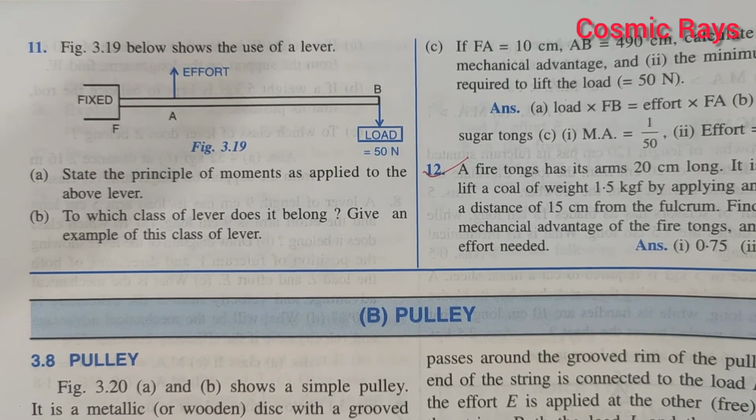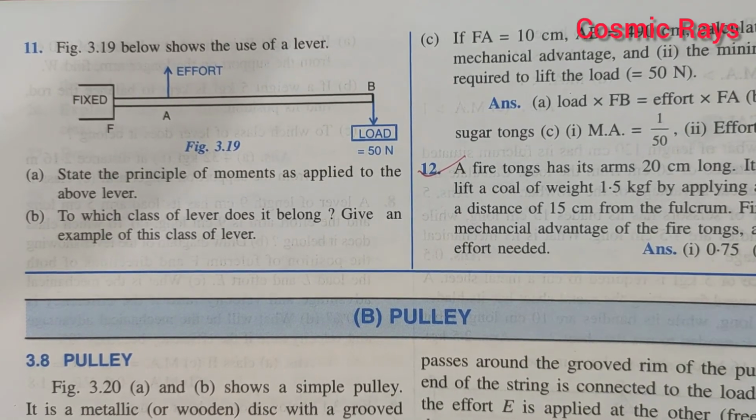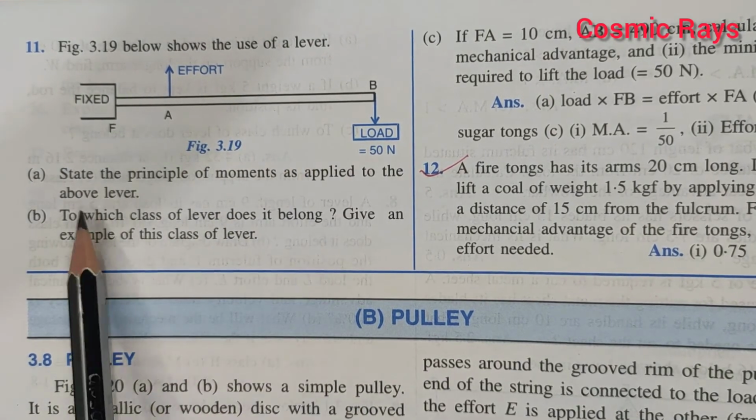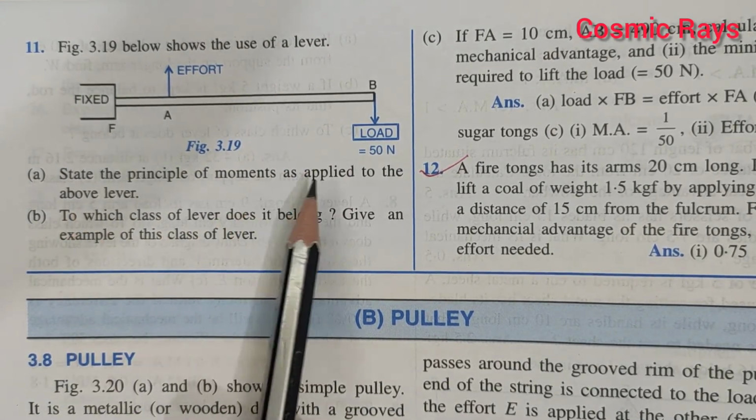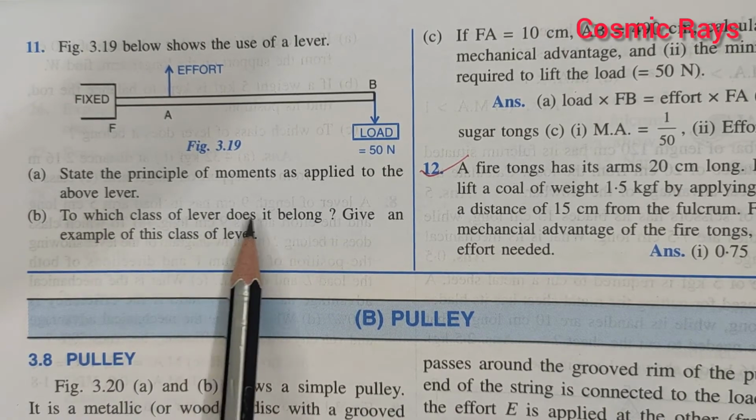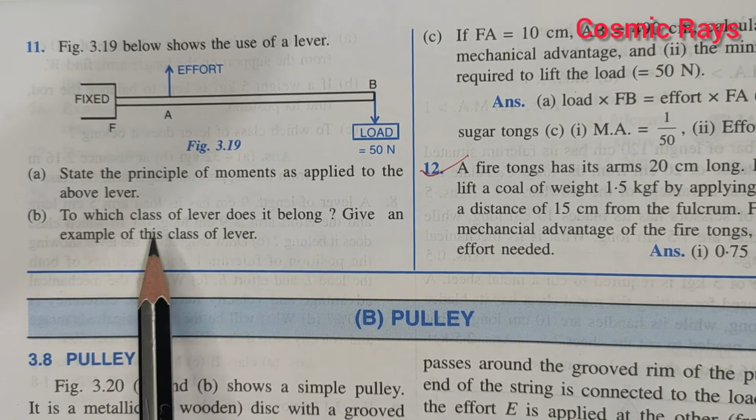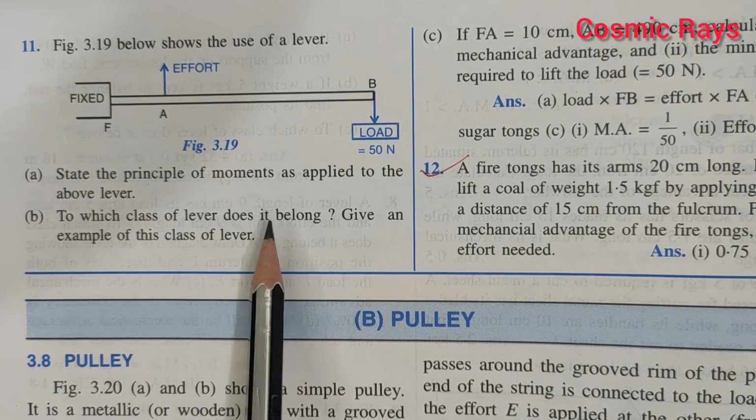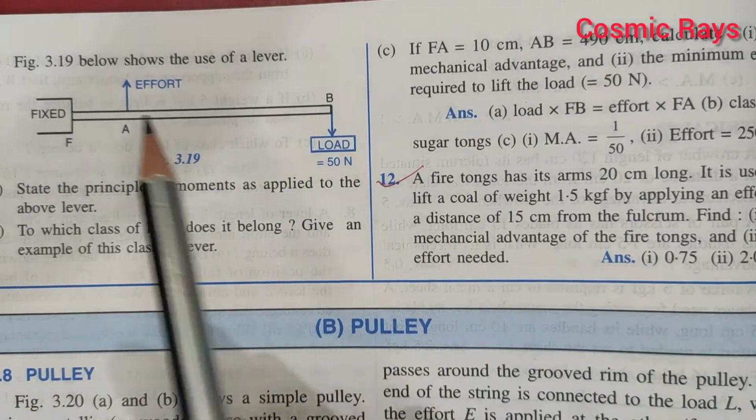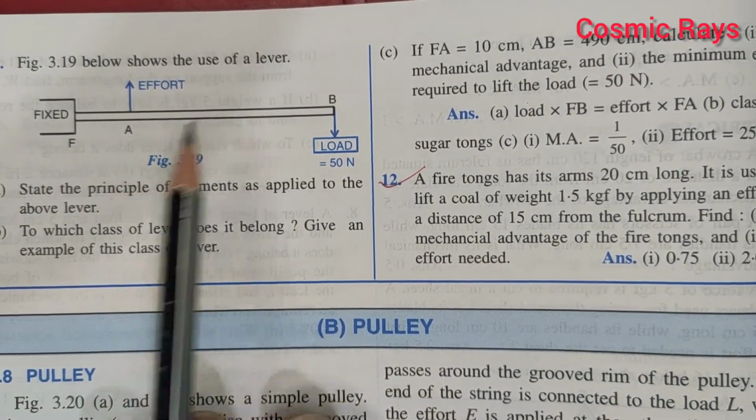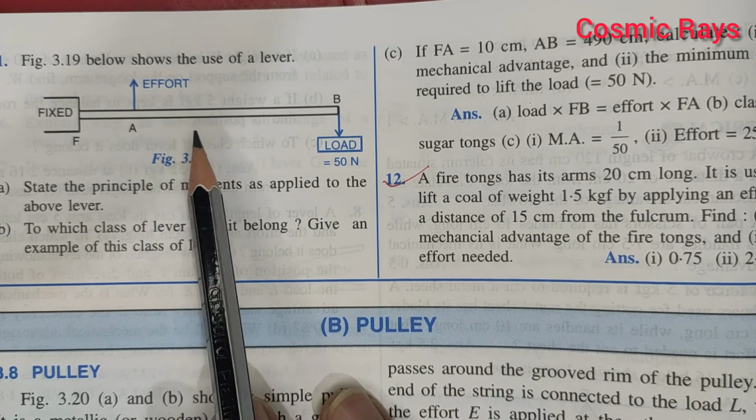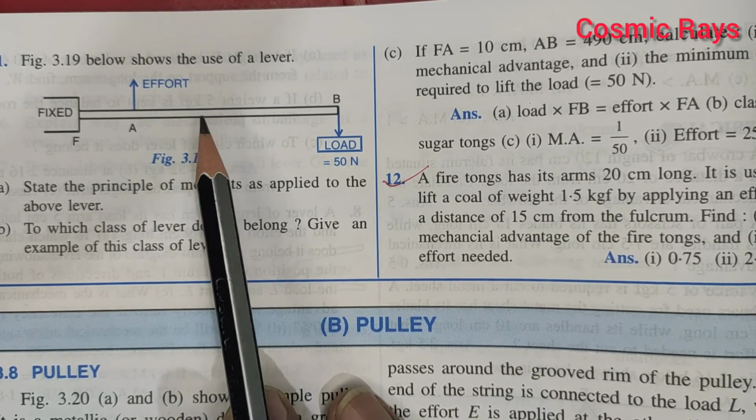Now question number 11 says, figure 3.19 below shows the use of a lever. Now we have to state the principle of moments as applied to the above lever. To which class of lever does it belong? We have to give an example of this class of lever, and this is going to be a class 3 lever. You can give any example from the class 3 lever which we will be talking about.